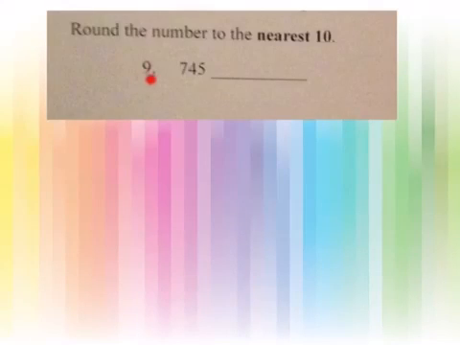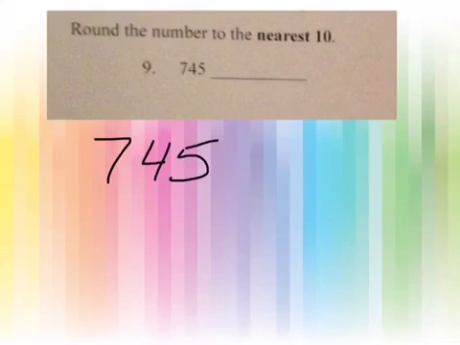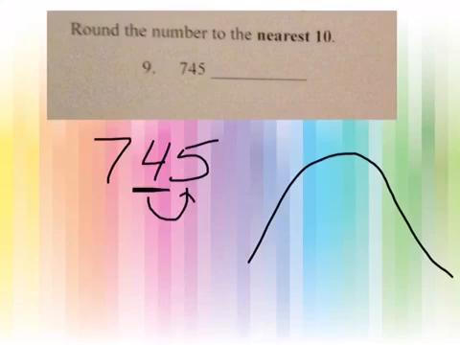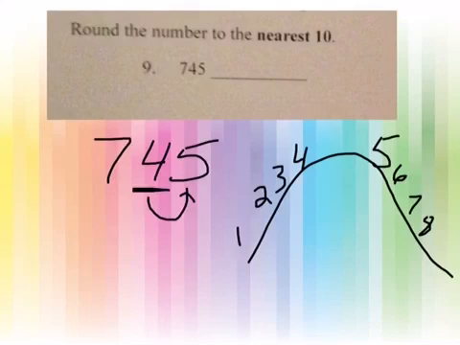Okay, number 9. Round the number to the nearest 10. So if I have the number 745, I'm going to look at the tens place because that's what I have to round to. And if I look next door at my ones place, I see that it's a 5. And in my head, I think of that rounding hill that we used. And I know 1, 2, 3, and 4 are kind of leading up the hill. And then the 5, 6, 7, 8, and 9 go down the hill to the next one.